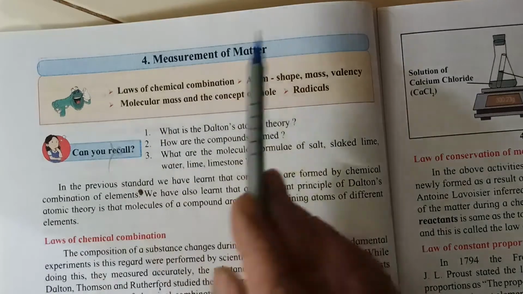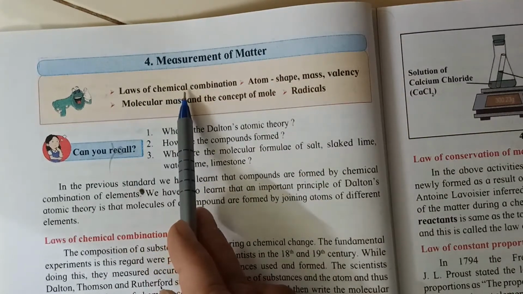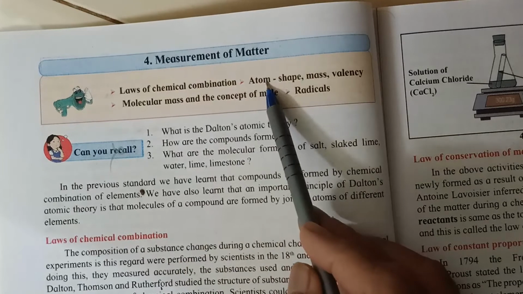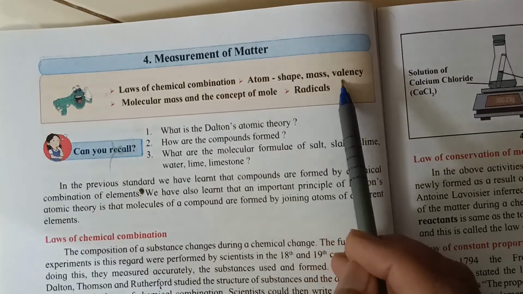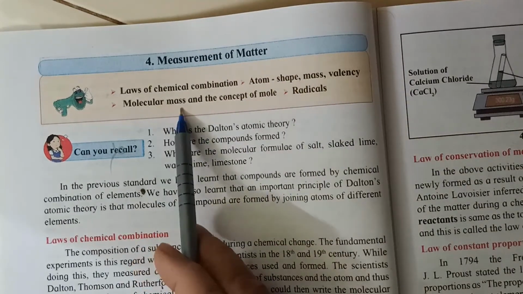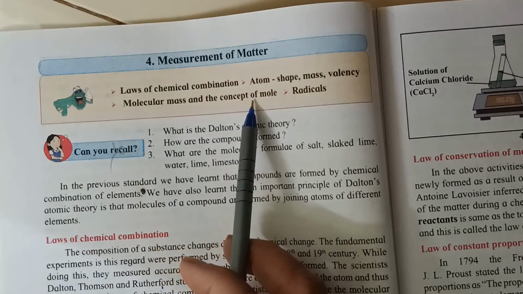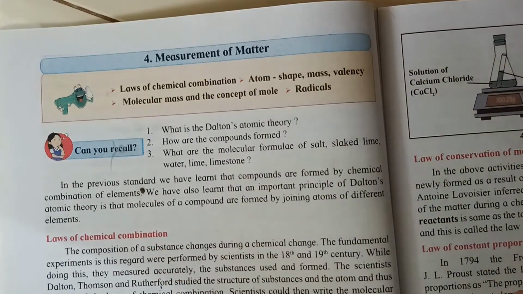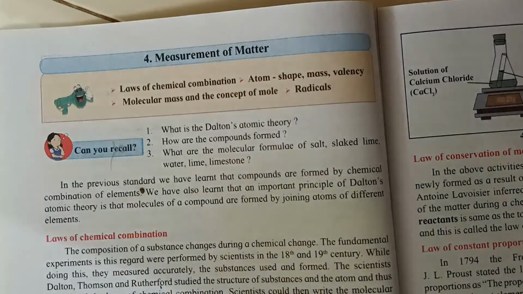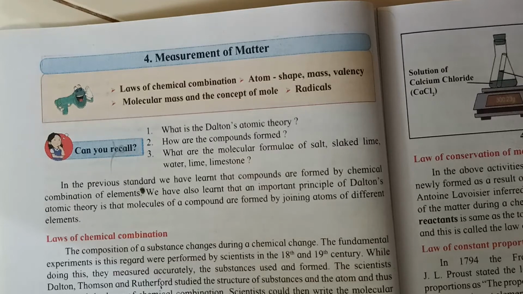It includes law of chemical combination, atom, shape, mass, valency, molecular mass, and the concept of mole and radicals. Okay, matter. We know that matter means, in a previous standard, in last standard, you all already studied about the matter and their chemical combination or chemical reactions and properties.